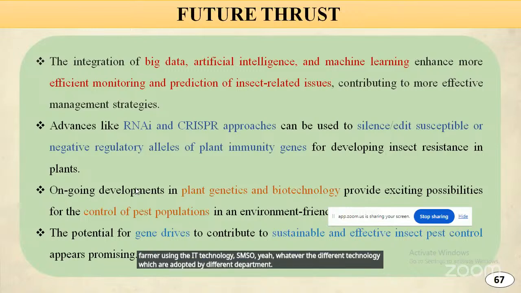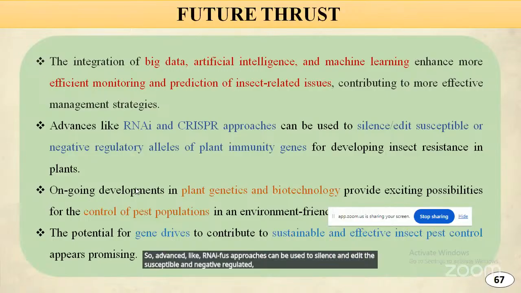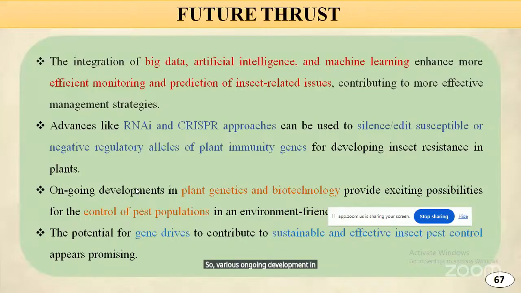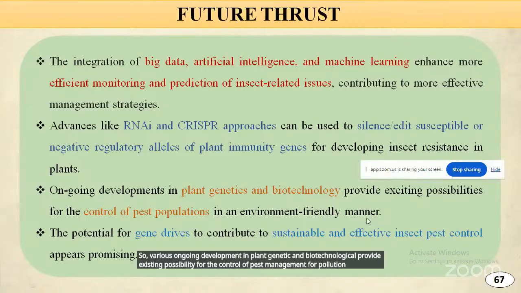So advanced approaches like RNAi and CRISPR can be used to silence and edit the susceptible and negatively regulated alleles of plant immunity genes for developing insect resistance in plants. So various ongoing developments in plant genetics and biotechnology provide exciting possibilities for the control of pest populations in an environment friendly manner. The potential of gene drive to contribute to sustainable and effective insect pest control appears most promising.